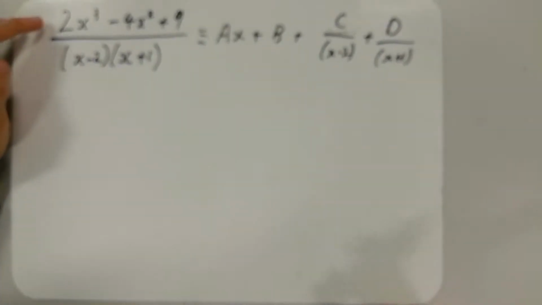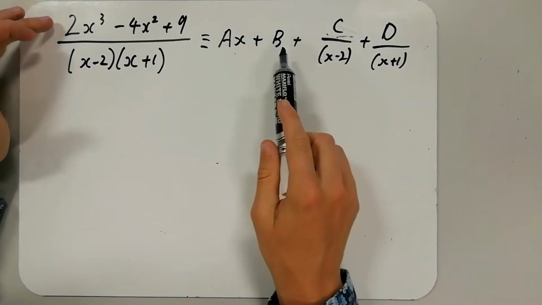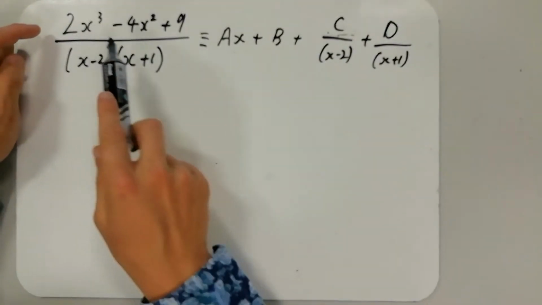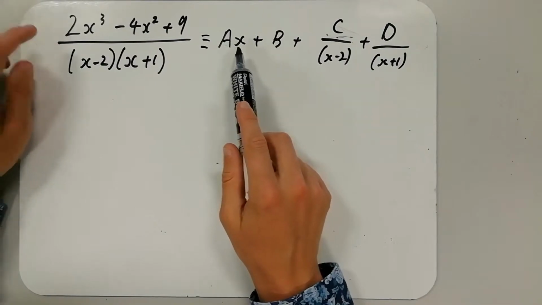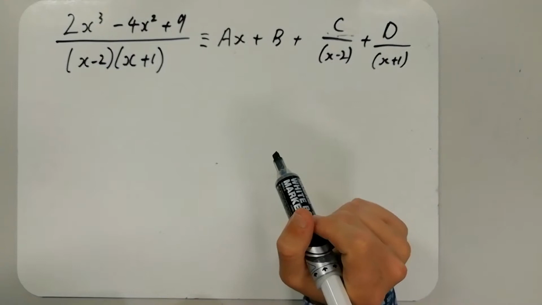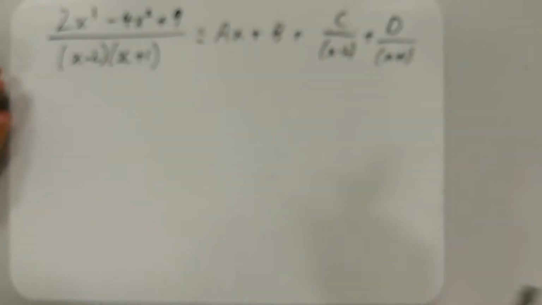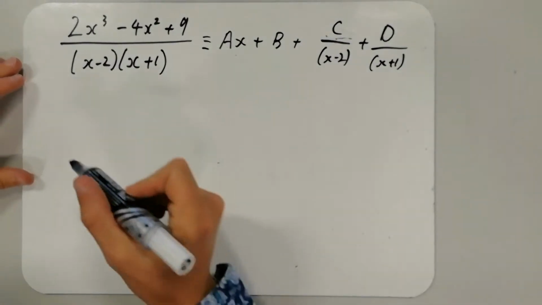The first thing you need to consider if you've got a top-heavy fraction, if you will, is what should my answer look like? If you're going to get an x term or x squared term, you'll also get a constant, and then your partial fractions. Okay. Now we just proceed with exactly the same technique as we did before. Multiply through by the denominator.